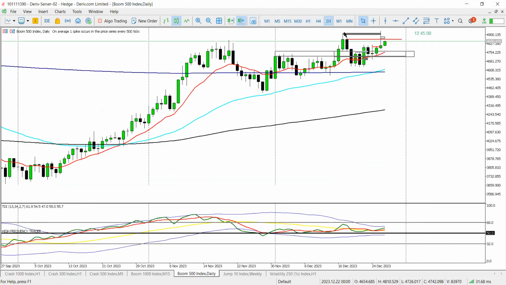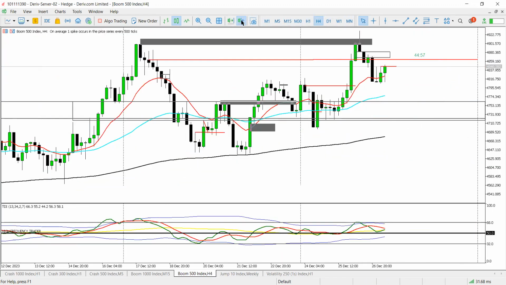Okay, the daily again, we took our liquidity, so we might just come and challenge today's highs, yesterday's highs, I mean. Then come down. That's a possible play. H4 looks like, yeah, we can still come back up and challenge this high here.